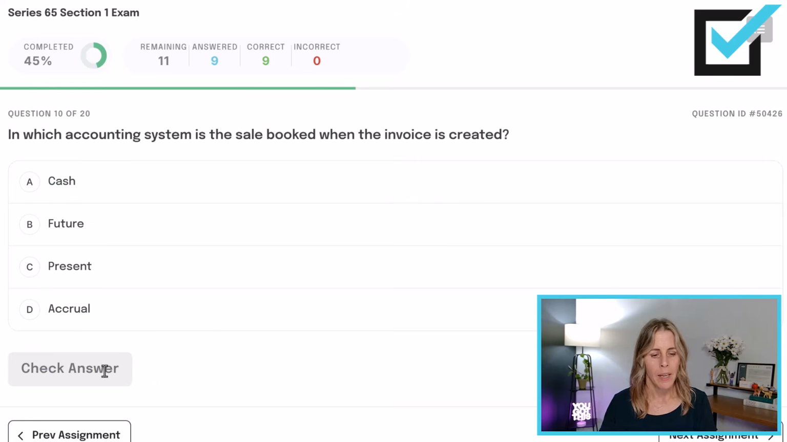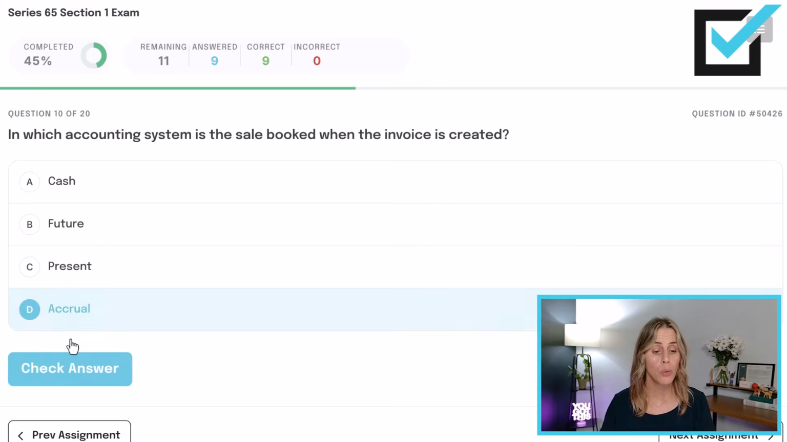In which accounting system is the sale booked when the invoice is created? Cash, future, present, accrual. So we have two systems of accounting, cash and accrual. The accounting system where the sale is booked when the invoice is created, regardless of when the money is actually received by the business, is called accrual accounting.